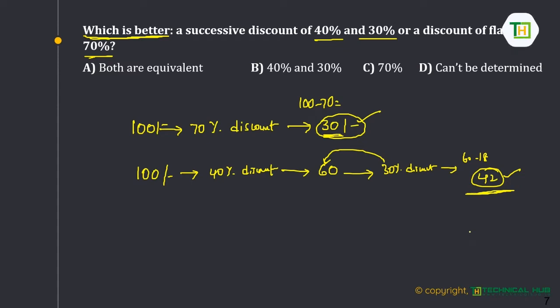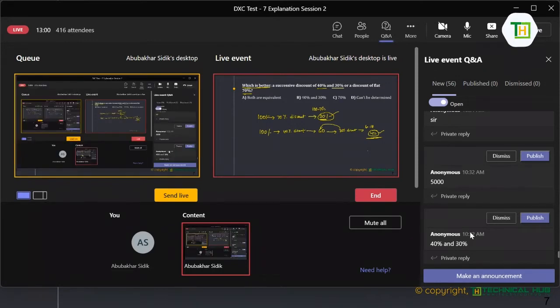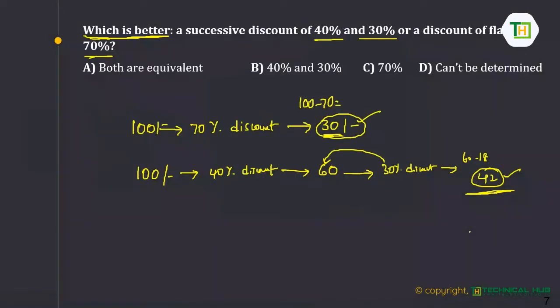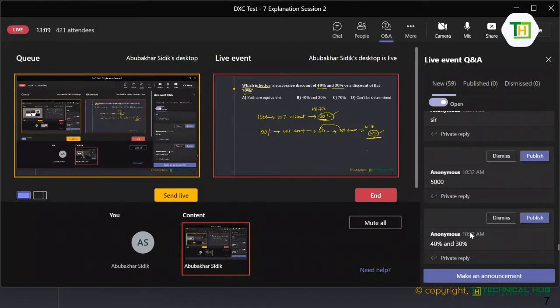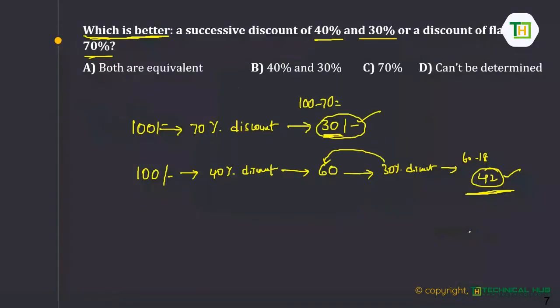Okay, let me finish this. After that, I'll explain how I got 6 by 5 for the 20% profit. So it is not 40% and 30%. See, if it is 40% and 30%, you have to buy it for 42 rupees. You have to spend more.